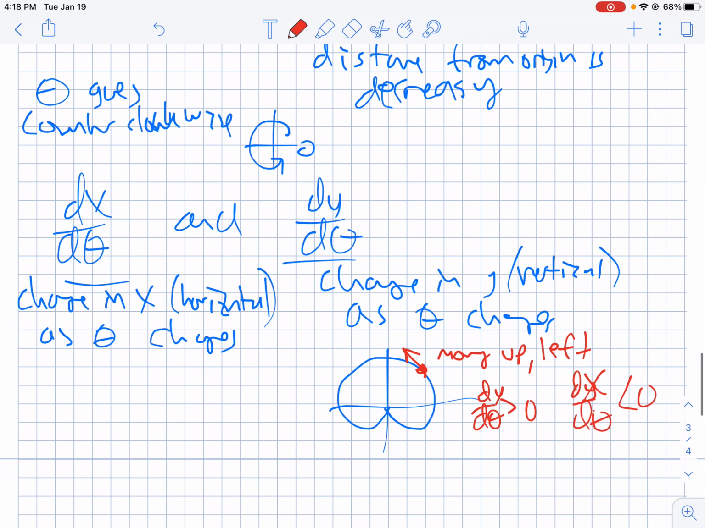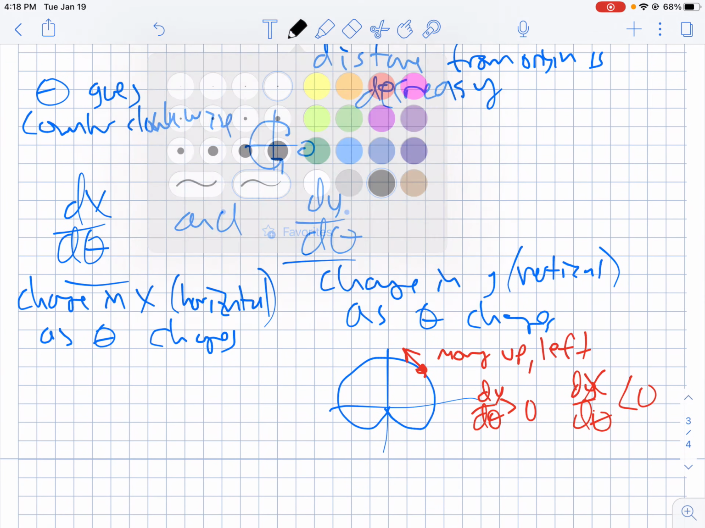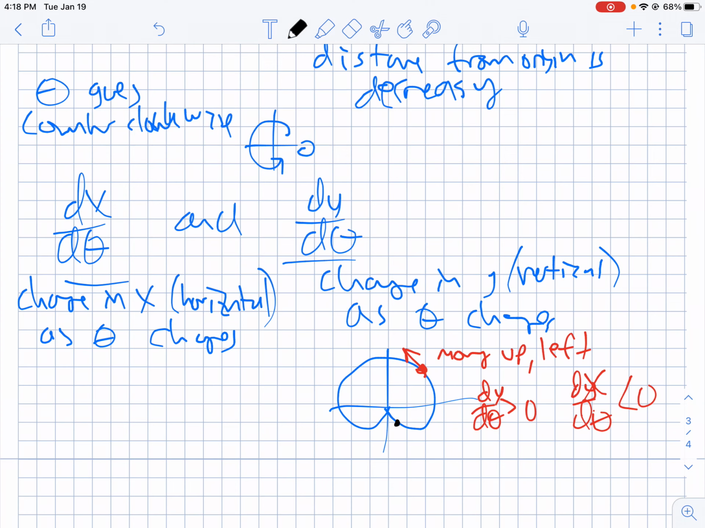If I were to look at another point, say down here, at this point in black, there I'm moving down and to the right. So if I'm moving to the right, that means my dx d theta would be positive, and my dy d theta would be negative because my y is decreasing. So that's what dx d theta and dy d theta represent.